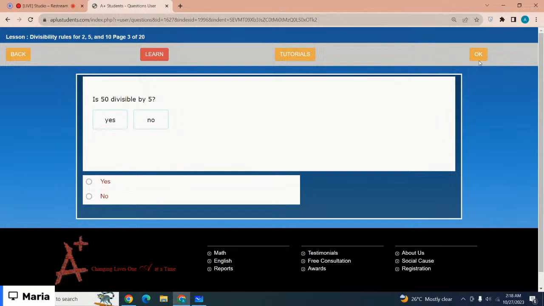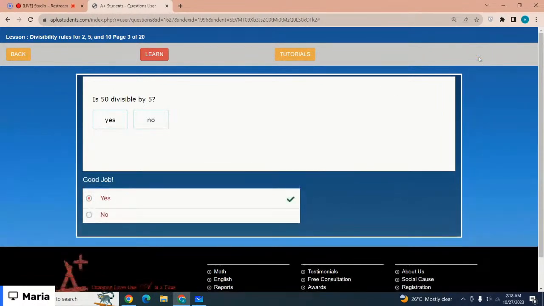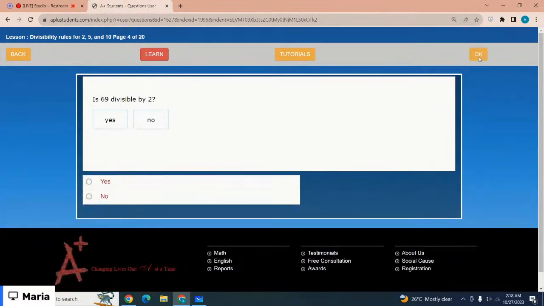Is 50 divisible by 5? Yes, 50 is divisible by 5 because you have a 0 as the last digit. So 50 is divisible by 5.